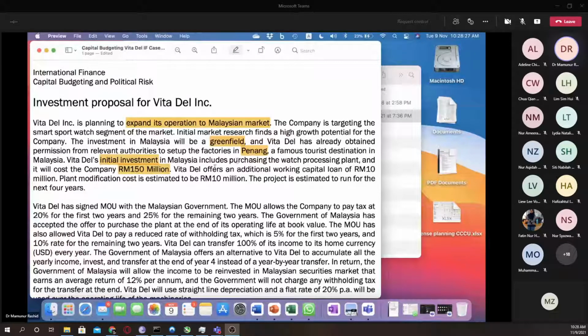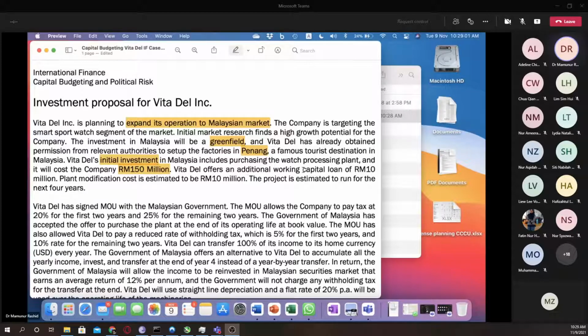So I think the case has a problem here. They are saying that it's a greenfield investment, but then they are saying that it's a purchasing of a processing plant. Whoever wrote the case, because I actually bought this case, has a problem of theory. If you have a greenfield, you cannot at the same time purchase the project from an existing company.